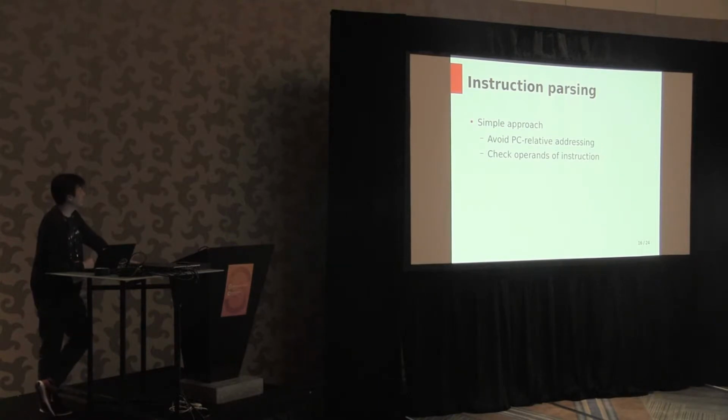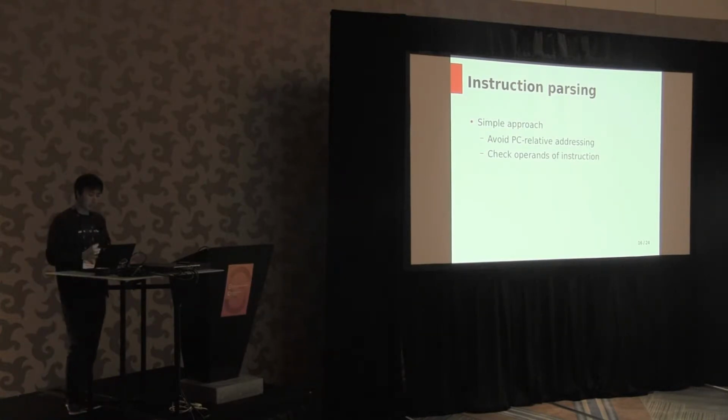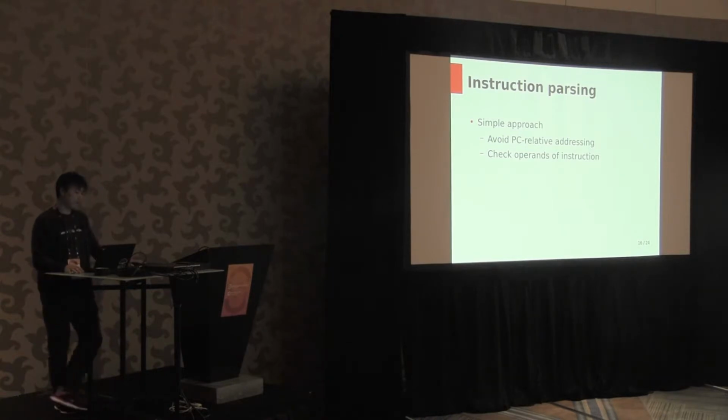So it needs instruction parsing in the program. So for now I use a very simple approach to support dynamic tracing. At this stage, it only cares about PC relative addressing. Since the copied instruction will be executed at a different location, it will have a different PC value, so PC relative addressing won't work in this case. So we reject that kind of function to be applied for dynamic tracing.